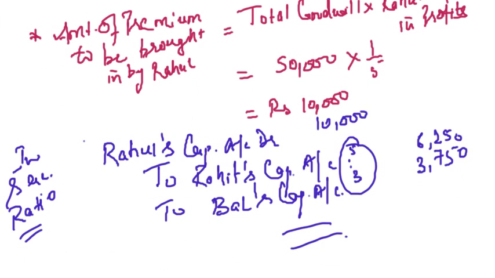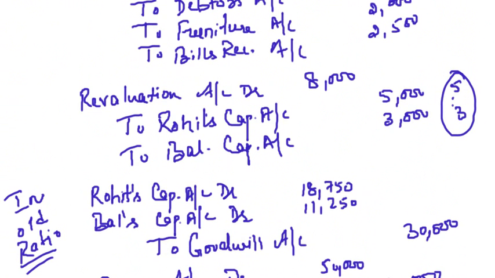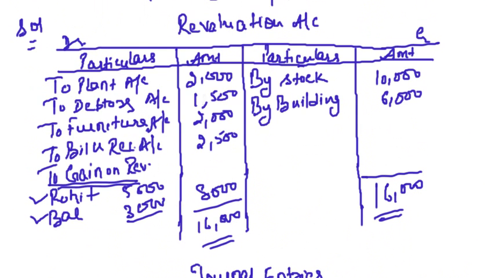Now friends, one small point here. If they ask you to prepare the balance sheet, how will you do that? You have passed the journal entries here. You have prepared the revaluation account. I always tell you that in case of revaluation, always prepare the revaluation account first, whether they have asked for it or not. If they haven't asked for it in the question, prepare it in the working notes. Show us the working notes. No problem. Prepare the revaluation account, pass the journal entries.